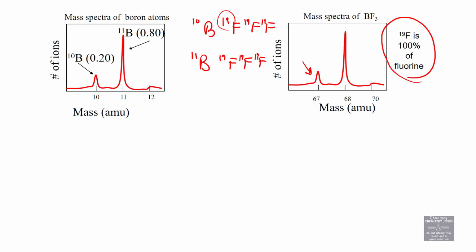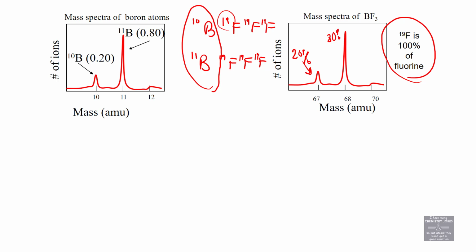This one is a 20% height of that one. That's because the boron 10 and boron 11 are solely responsible for the ratio that you got there, because F19 is 100% of the fluorine on the planet.